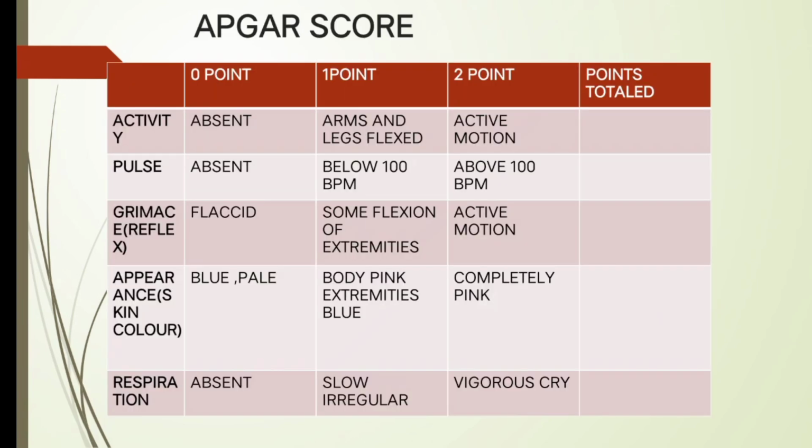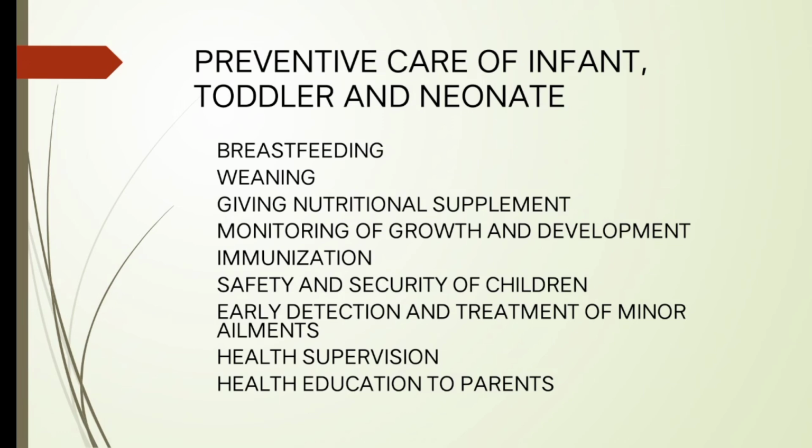The APGAR score comprises activity, pulse, reflex, appearance, that is skin appearance, what is the color of the skin while crying, and then the respiration status of the baby will be assessed. So totally it is 10 points. The APGAR score is assessed at 1 minute and 5 minutes after the baby is born. At 1 minute, what is the APGAR score? Depending upon all these criteria, they will give the marks. And at 5 minutes after the birth, again how the body has adapted to the external environment will be assessed. So next is preventive care of infant, toddler and neonate.